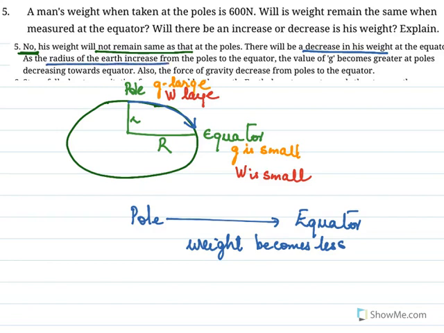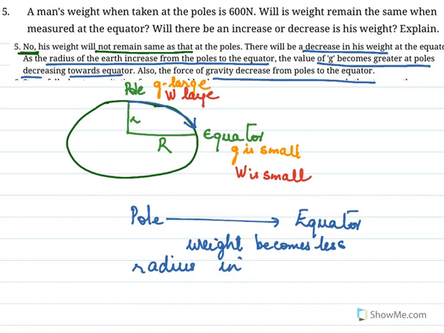As the radius of the earth increases from the poles to the equator, the value of g is greater at the poles, decreasing towards the equator. The force of gravity decreases from pole to equator. The radius increases from pole to equator. So acceleration due to gravity decreases, and hence weight also decreases.